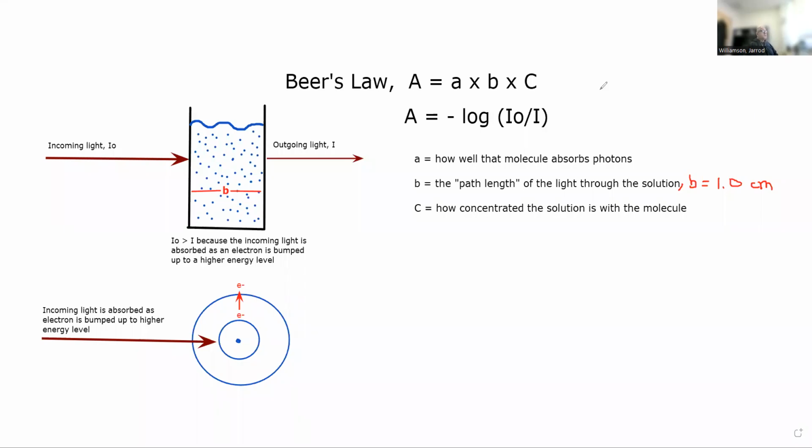Hey, this is Dr. Williamson going over the basics, real basics of atomic absorption and going over Beer's law.